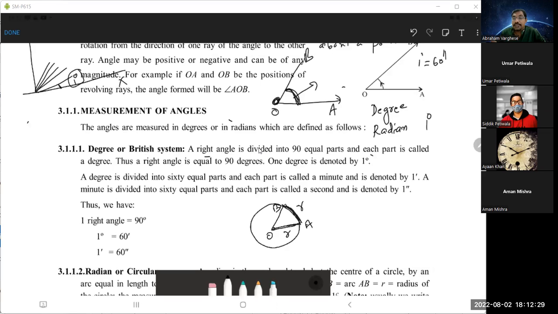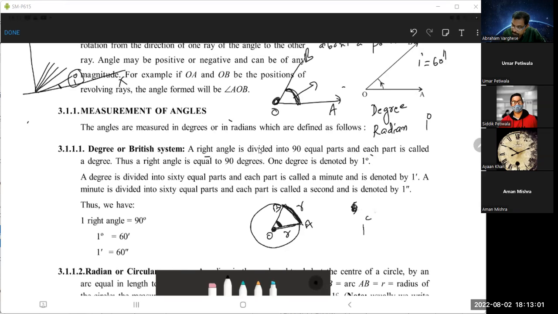How do you get OB? OB is a radius when the distance from A to B is equal to the radius. Suppose the radius is 5 centimeters. What we do? We take that, we call it an arc length. Arc length also 5 centimeters. At that time, we join O to that end point. That is OB. Then we see what about this measure. That measure is called 1 radian.